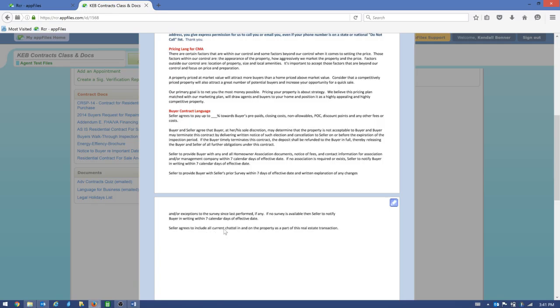Seller agrees to include all current chattel in and on the property as a part of this real estate transaction. This section here, let's not use that, guys, unless you know the customer really wants it. So what is chattel? Chattel is like all the furniture, all the personal property of the seller. The reason why this is on here is because I had a deal. I had a $1 million buyer who purchased a $1 million home. And this was going to be their second home. It wasn't their primary home.